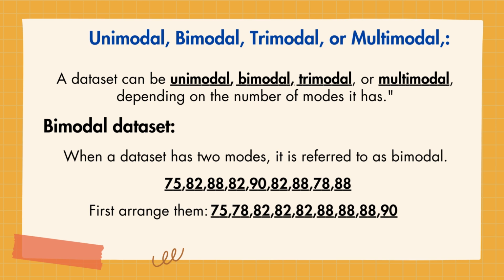So when a dataset has two modes, it is referred to as bimodal. In statistical terms, a mode is a value that appears more frequently than any other value in a dataset. Having two modes means that there are two values in the dataset that occur with the highest frequency. Let's explore this concept with an example.